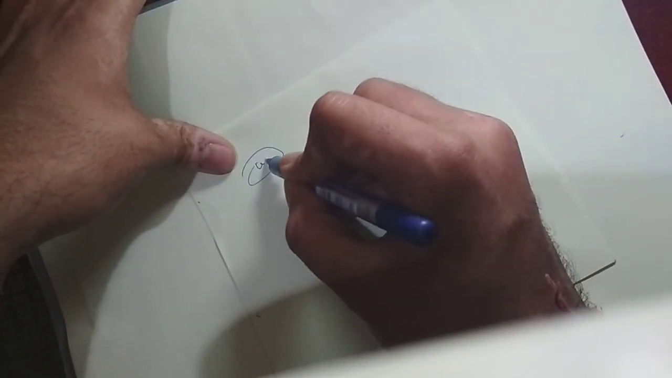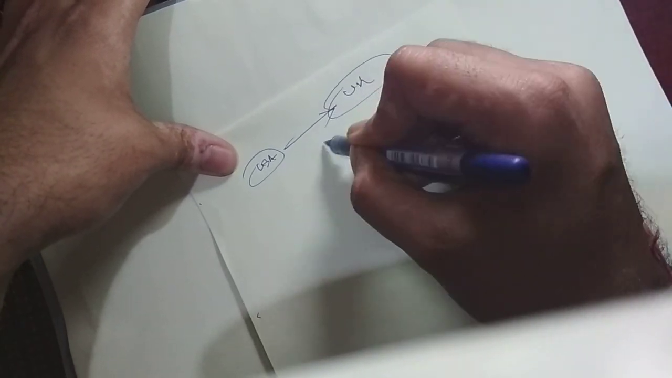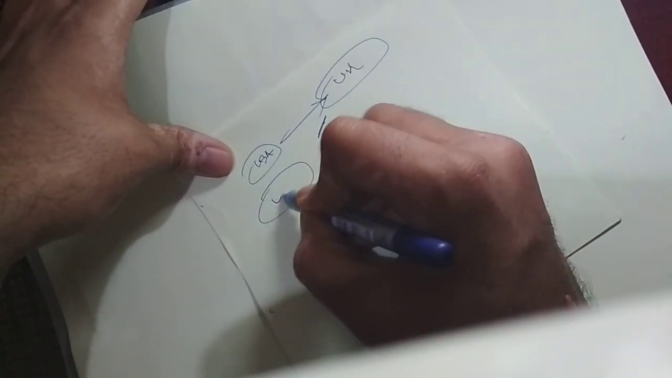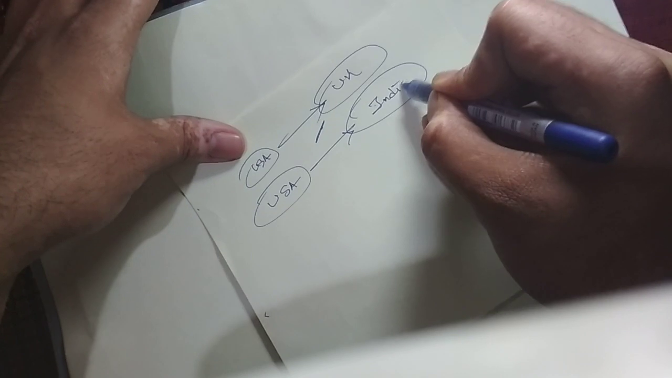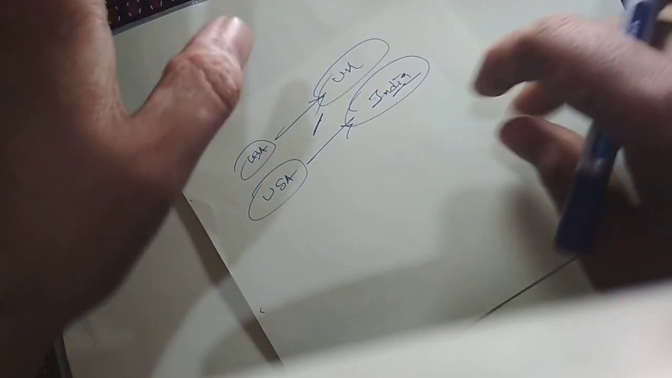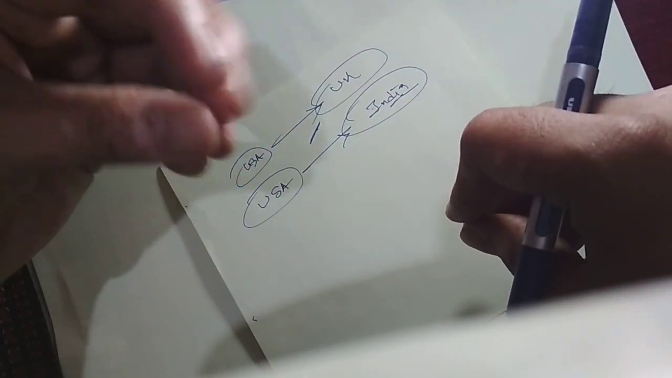Simply what it says is that, let's say it's some other country, USA, and it draws a bill on the United Kingdom. So this is a foreign bill. And let's say USA draws a bill on India. This is also a foreign bill. This simply says that.